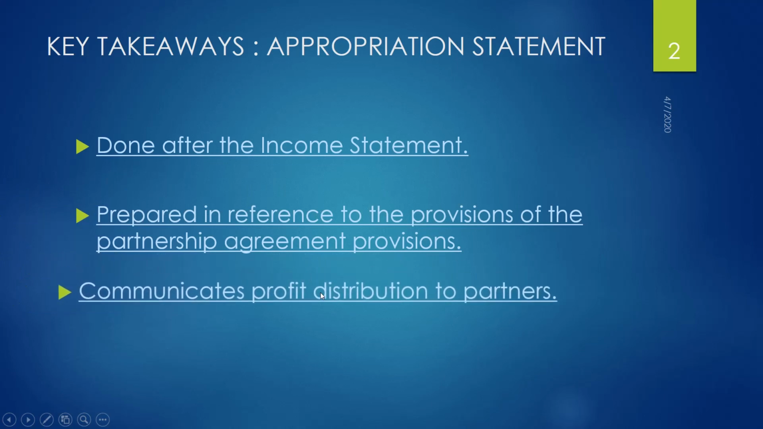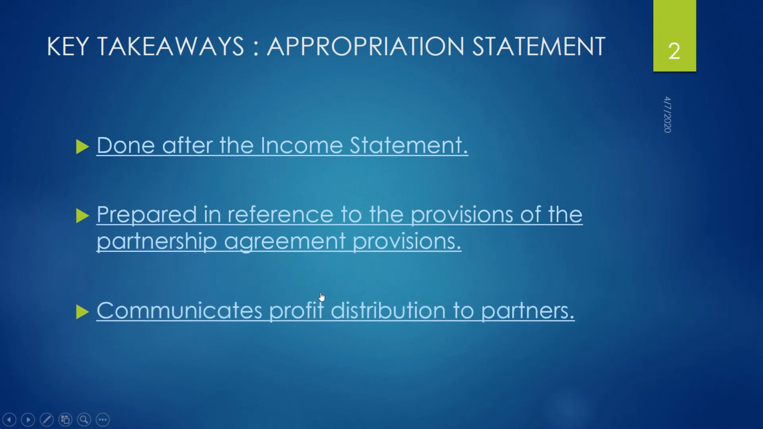Moving along swiftly. Lastly, I'd like to emphasize that the purpose of the appropriation statement is to communicate the profit distribution to partners. You would remember that in N4 and in matric as well, we would have handled the income statement relating to the sole proprietor amongst other income statements. And you realize that for the sole proprietor, we didn't have the appropriation statement because we didn't have any partners to share the profit to. We only had one owner, so we didn't have to deal with the complexities of preparing the appropriation statement.